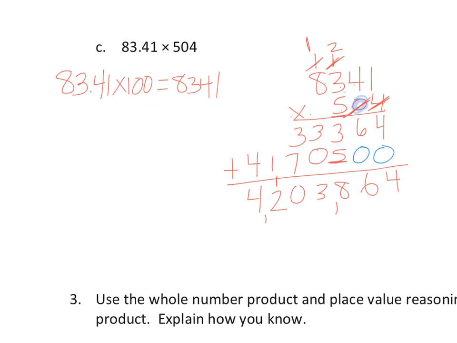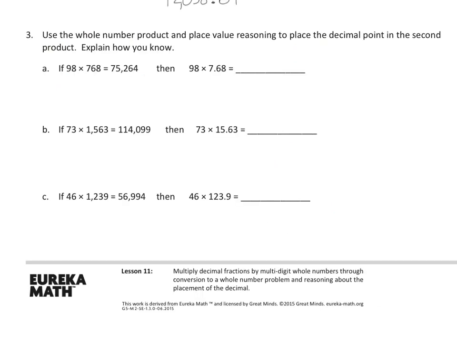and I'll do it in blue, we have to divide it by 100, which means this 4 needs to be in the hundreds, the 6 needs to be in the tenths. So we're going to have 42038 decimal point 64. So 42,038 and 64 hundredths.